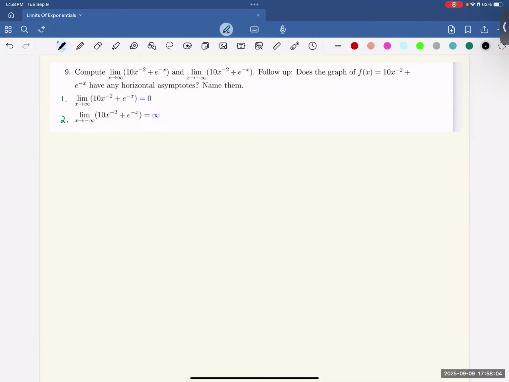Hello, everyone. This is a short video on taking limits at infinity. Limits at infinity, either plus infinity or negative infinity, with some exponential type things. We already see the solutions are 0 and infinity.